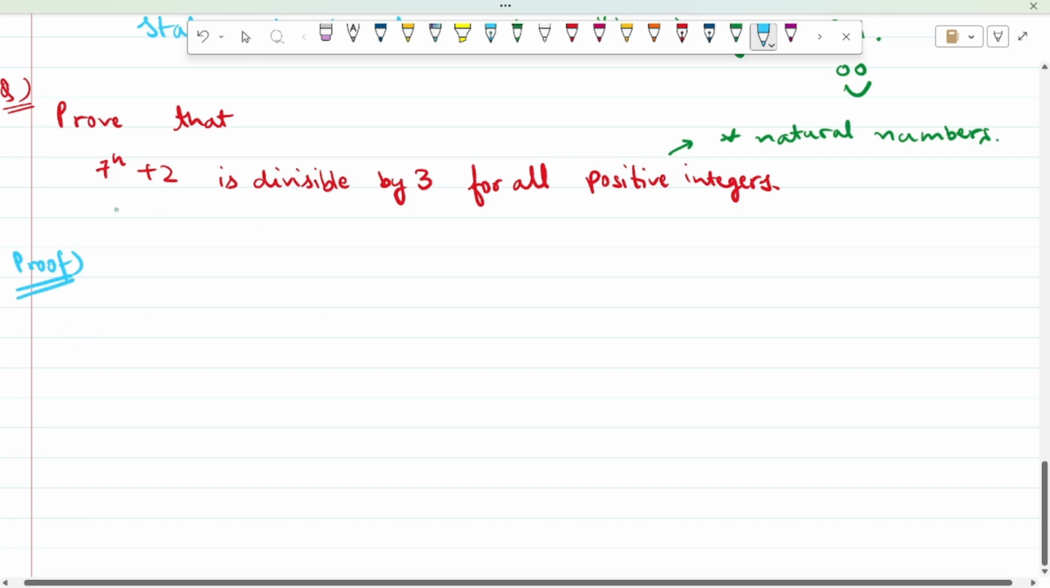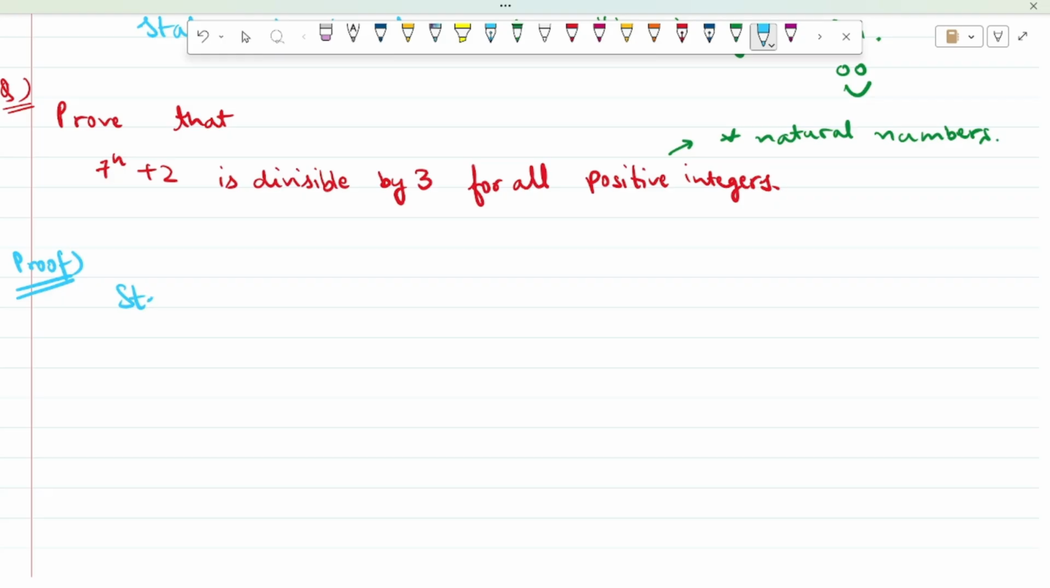Let's check for the base case. So here, step 1, put n is equal to 1. Basically, if 7 to the power of n plus 2 is divisible by 3, it means we can write 7 to the power of n plus 2 as 3 times m, where m is some integer, right?